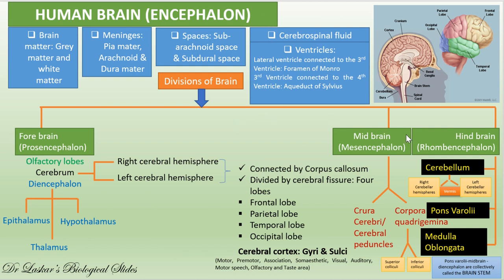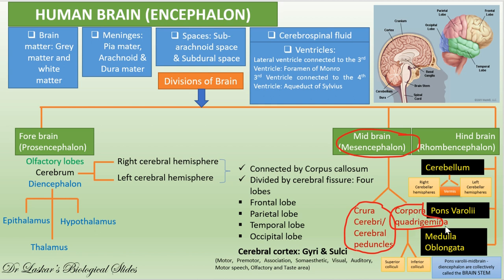Next, midbrain, which is also called as mesencephalon. Midbrain, it is relatively small and it consists of two parts. One is called crura cerebri or cerebral peduncle and another is known as corpora quadrigemina. So crura cerebri or cerebral peduncles control muscle tone and modify some motor activities initiated in the cortex.